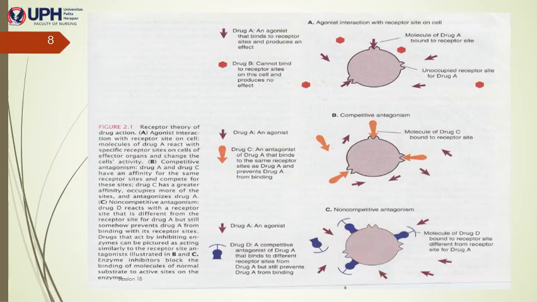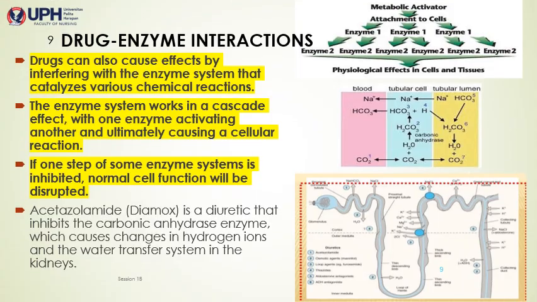Okay, now let's move on. Now we learn about drug enzyme interactions. Drugs can also cause effects by interfering with the enzyme systems that catalyze various chemical reactions. The enzyme system works in a cascade effect, with one enzyme activating another and ultimately causing a cellular reaction.